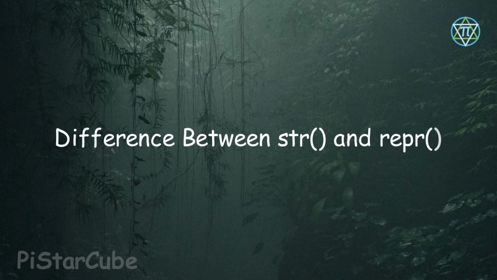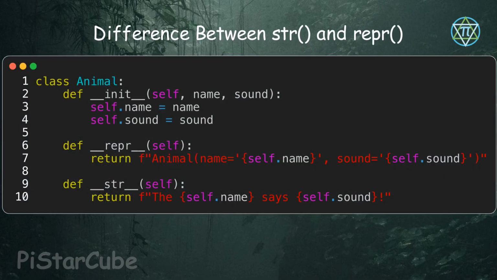Here's a simple animal class with two things, a name and a sound it makes. Inside the class, we define two special methods, repr and str, that control how the object shows up as a string. The repr function gives you a detailed description, while str gives you a friendly, easy to read message. This setup helps us show the object in different ways.